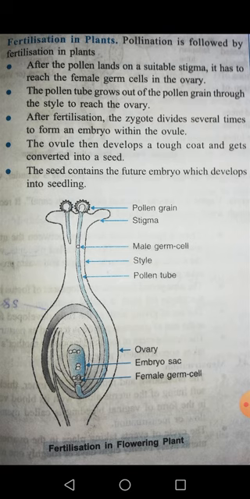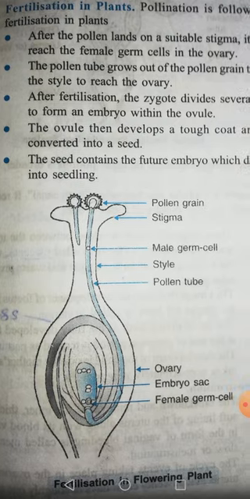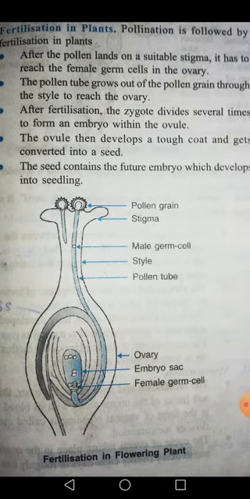Okay. Now what happens in pollination? The pollen grains are released from the anther and land over the stigma. In the diagram you are observing that two pollen grains have landed there, and after pollination, pollen germination occurs. Pollen germination means development of a tube-like structure which arises from the pollen grain.